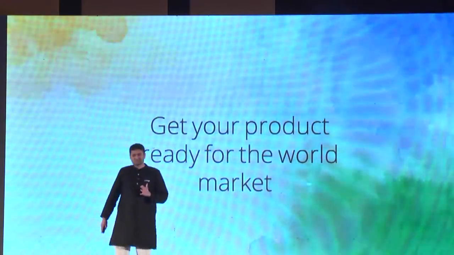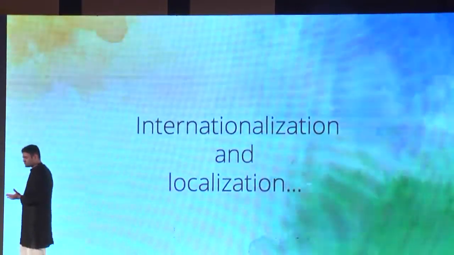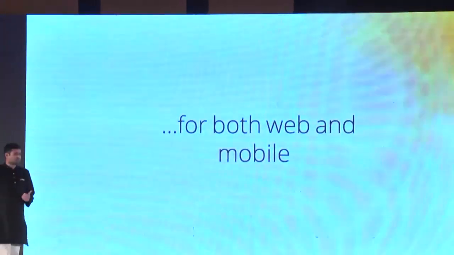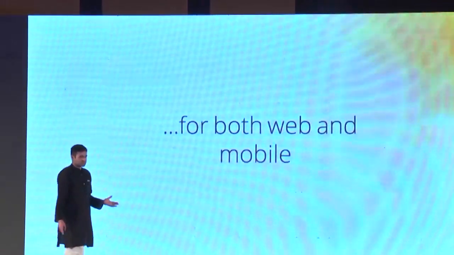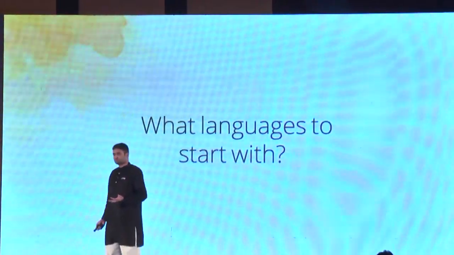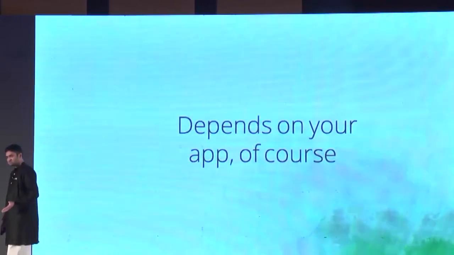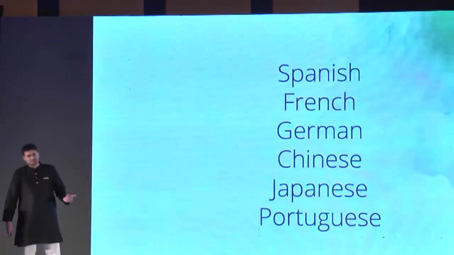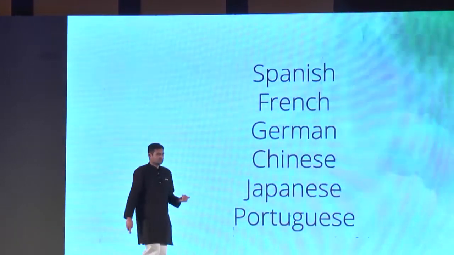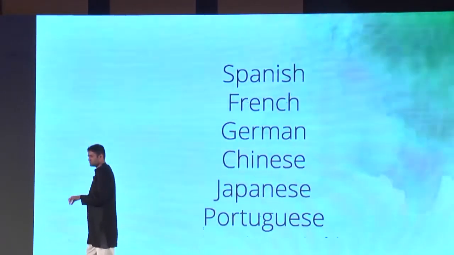So what's the first thing you have to do before you go after the international market? You have to get your product ready. What does that mean? First, internationalization and localization for both web and mobile. Now, it's important to have both, right? So what languages would you start with? You already have English, let's say. Well, it depends on your app, but just to give you a general idea, these are some of the more popular languages that most app makers start with when they start to internationalize. And you can see the common thing here is that you'll have a lot of reach with the minimal amount of effort.